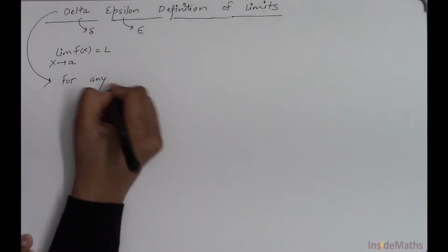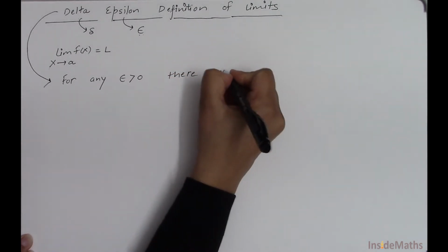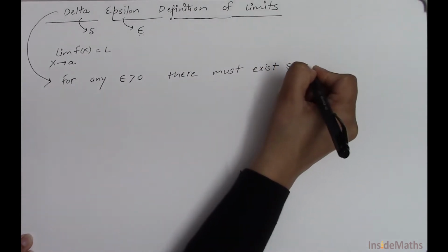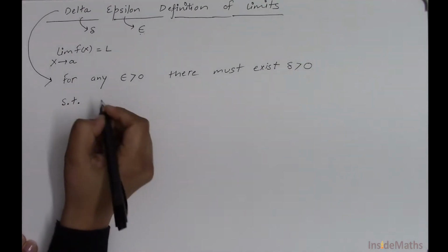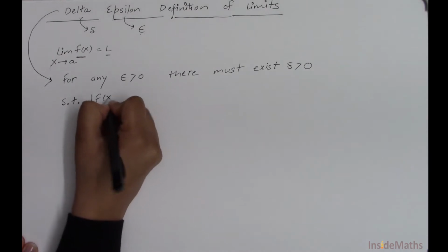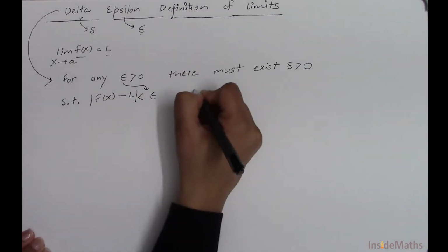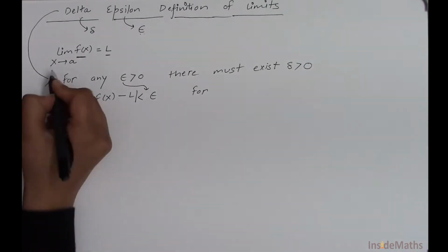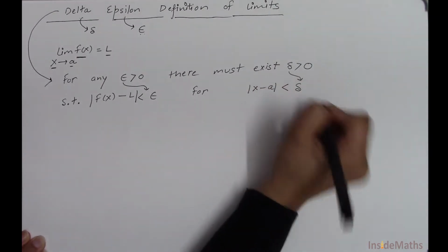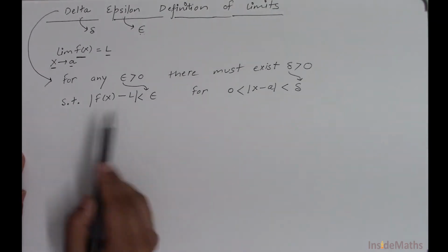For any epsilon greater than 0, there must exist delta which is greater than 0 such that magnitude of f of x minus L is less than epsilon for each magnitude of x minus a is less than delta and is also greater than 0. This is how we write delta epsilon definition of limits.